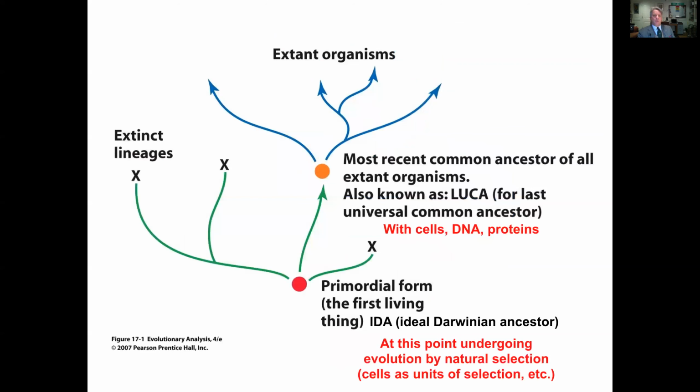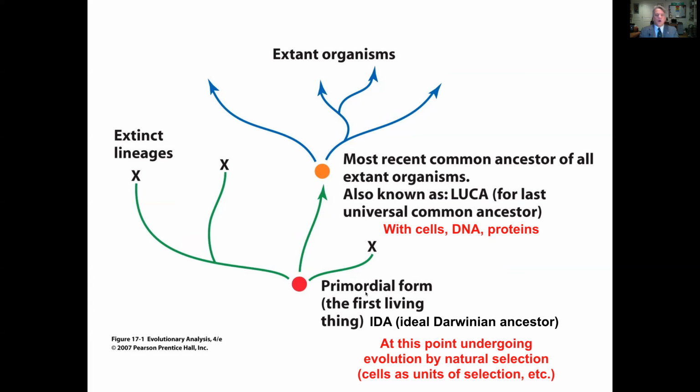Now, in thinking about the phylogeny of life on Earth, the most recent common ancestor to all extant organisms, we're going to call this person Luca, or this thing Luca, for the last universal common ancestor, okay? And the primordial form, that is the first living thing, we're going to call Ida. This is a typo here. I will correct it in the slides when they're posted. This is the initial Darwinian ancestor.